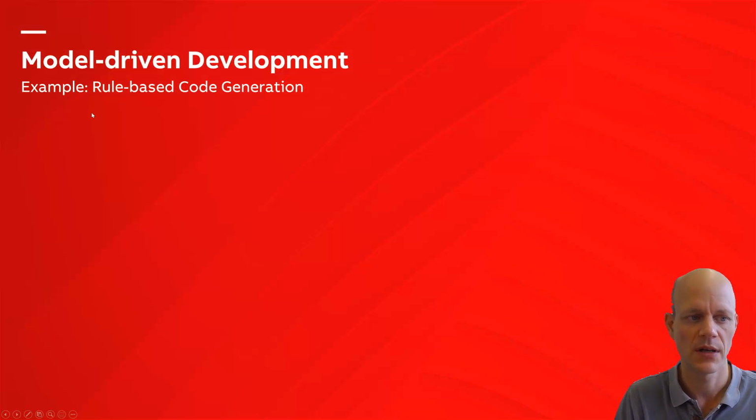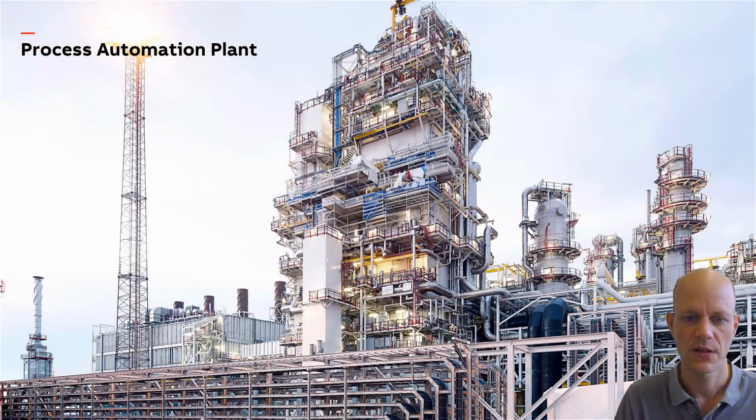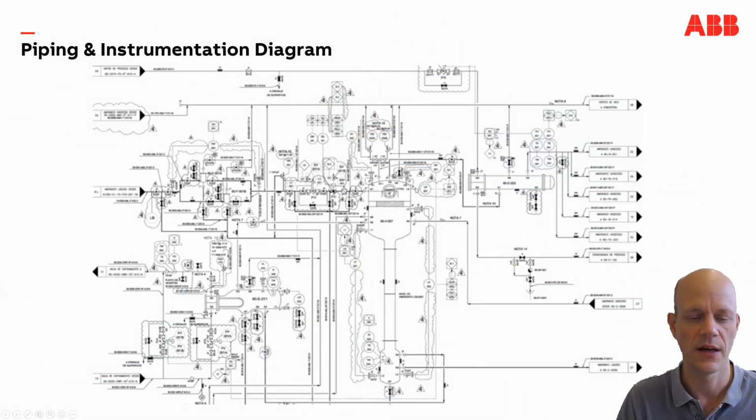So model-driven development, and I give an example on rule-based code generation. If you consider a large process automation plant like this one here, which has a lot of equipment inside and lots of automation with actuators and sensors, these kind of facilities need to be planned. And often they are planned by chemical engineers, which have a good overview on how a production process works. And what they do is they use computer-aided design tools to come up with a construction drawing, which might look like this here. And this is a typical piping and instrumentation diagram.